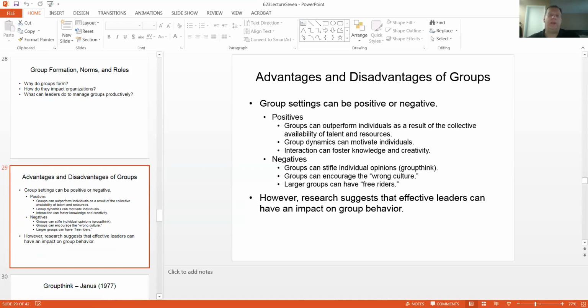We also know that groups can engender the wrong culture, that you may be trying to engender a certain culture in your organization, but you may have groups that are operating counter to that. They have developed their own cultures that run counter to the organizational culture you want to foster. We also know as groups become larger, they become more prone to free riders, those who are getting the benefits of belonging to that group without putting forth the effort and paying the price and the cost that it takes to maintain the group and keep the group going. We know that effective leaders can impact groups and hopefully enhance the positives while minimizing the negatives.